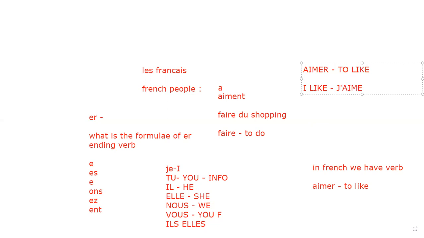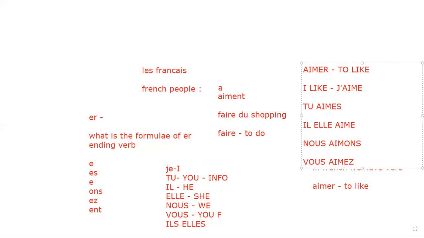Clear? Now, j'aime. Tu aimes. Repeat after me. Tu aimes. Is it clear to you? Il aime. Is it clear to you? Nous aimons. Repeat after me. Nous aimons. Vous aimez. And ils aiment. Repeat. J'aime.